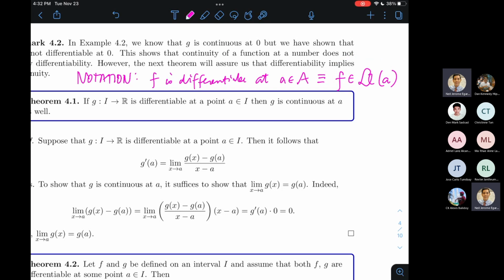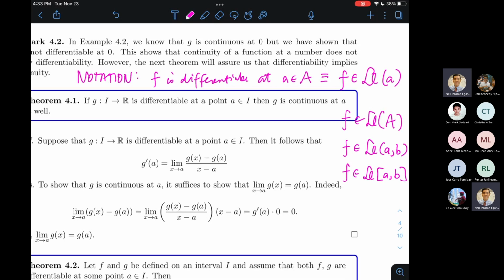Tapos, kung siya ay differentiable at a set, we can say F is differentiable at a set A. Or kung sa isang interval, pwede nating isulat na ganito. Okay. So F is differentiable on the open interval, or F is differentiable on the closed interval. All right? So para lang hindi mahirap isulat yung pagiging differentiable niya at a point or on a set. Okay? So parang katulad lang siya nung notation natin sa continuity. Curly C yung gamit natin sa continuity. Sa differentiability, curly D yung gagamitin natin.